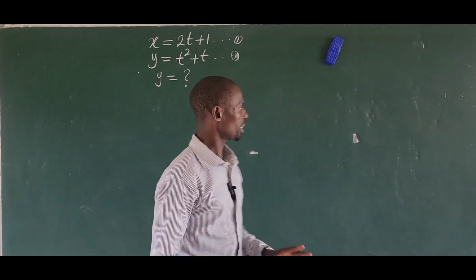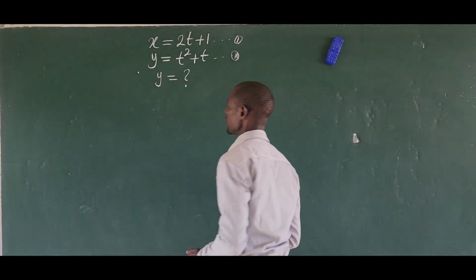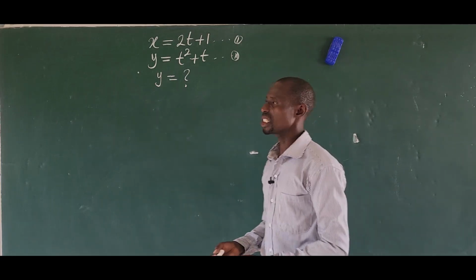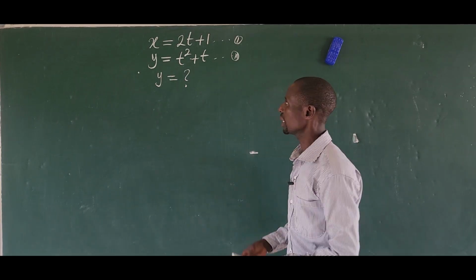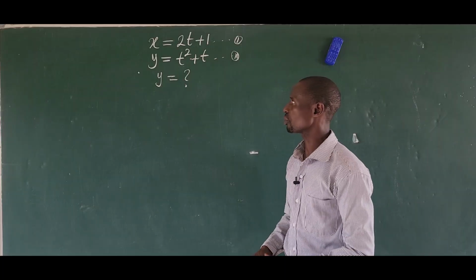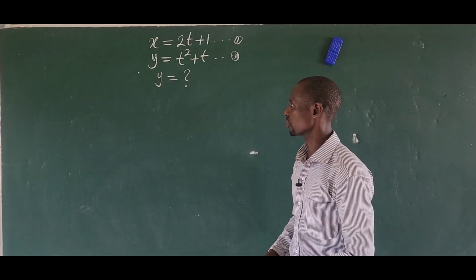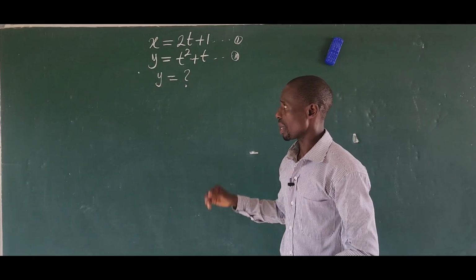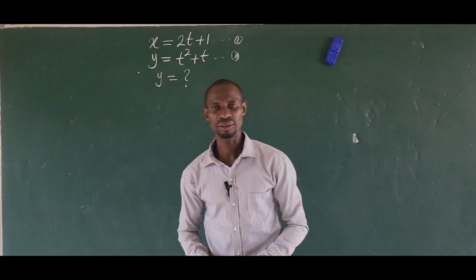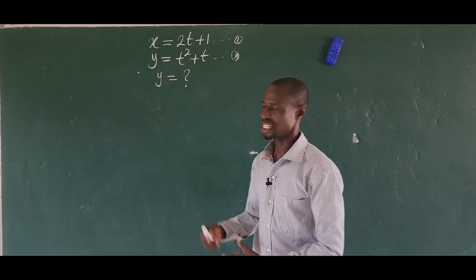Today we have this challenge on the board before us. The question is: x equals 2t plus 1 as equation 1, and y equals t to the power of 2 plus t as our equation 2. We are asked to look for the value of y in this expression.